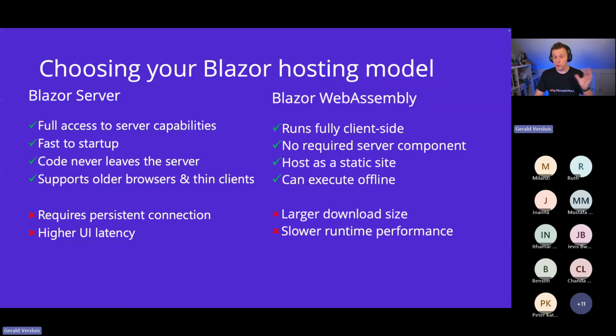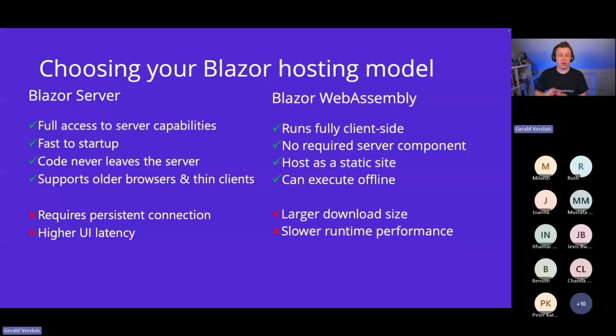Blazor Server requires a persistent internet connection, right? So you have that, no offline applications, and a higher UI latency. Even if your internet is super fast, it will always be slower than whenever your application just interacts with your local machine, right? It will always have to make a round trip to the server and back, which is always slower than what's on your machine.